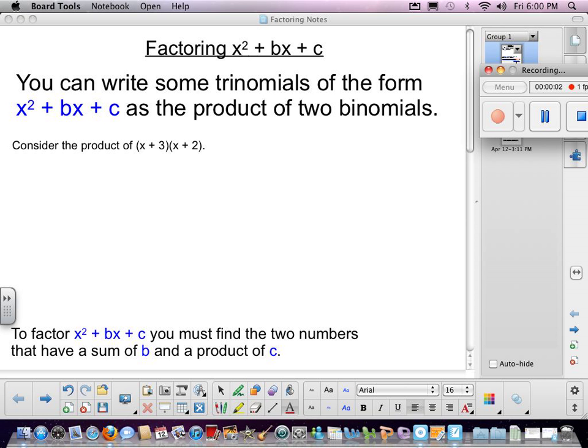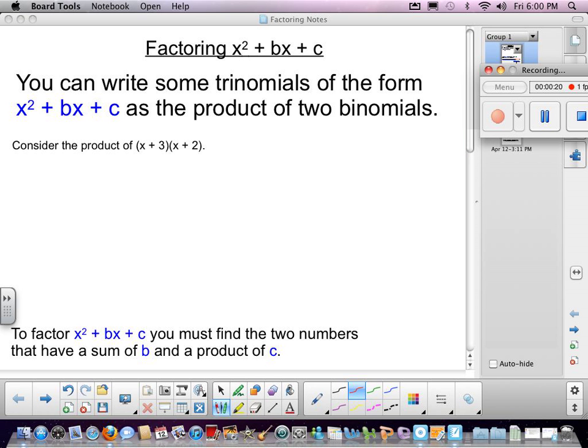This is a lesson on factoring the trinomial x squared plus bx plus c. You can write some trinomials of the form x squared plus bx plus c as the product of two binomials. We're going to start out by looking at the product of this binomial, x plus 3 times x plus 2.